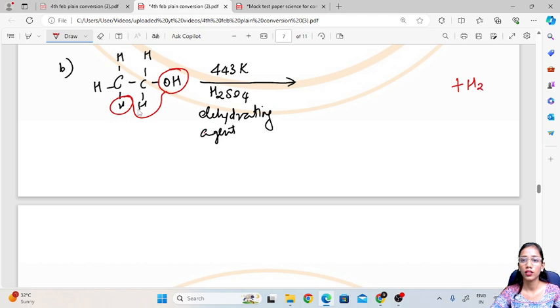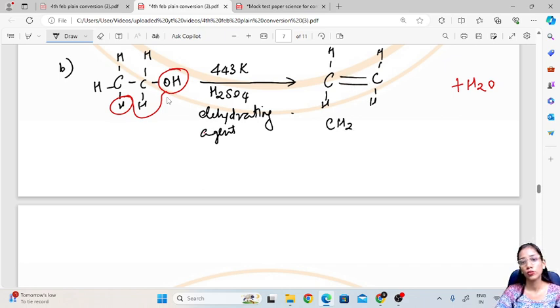So when water is removed, what remains is CH2 and CH2. They already have hydrogens over here. To satisfy the valency, they need two more electrons, so that is shared. So it is CH2=CH2. The compound formed is ethene.